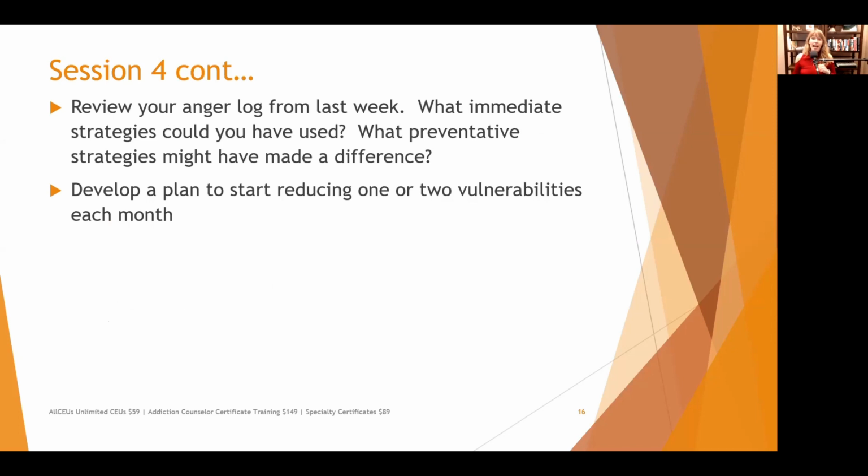Have people review their anger log from the prior week. They're going to do anger logs every week. Identify what immediate strategies they could have used to diffuse their anger retroactively, and what preventative strategies they could have used to improve their week. And then develop a plan so this coming week they start using those immediate strategies and they start reducing at least one or two of those vulnerabilities.